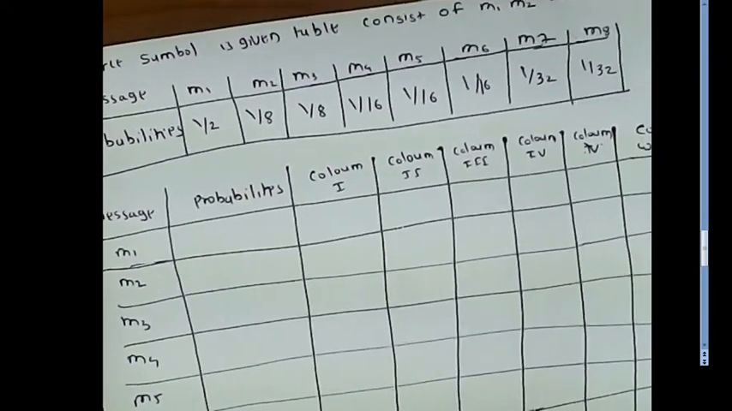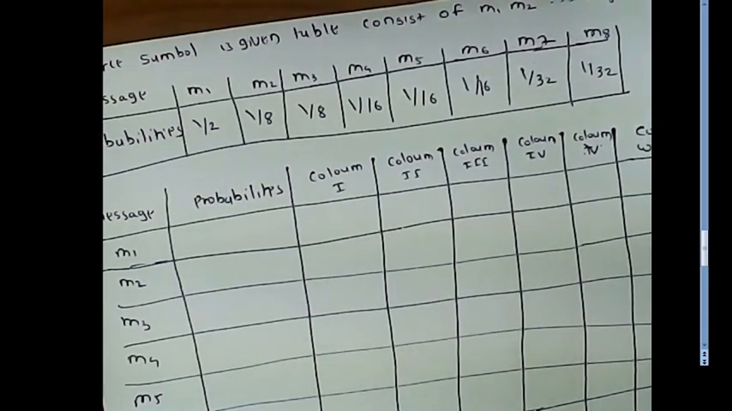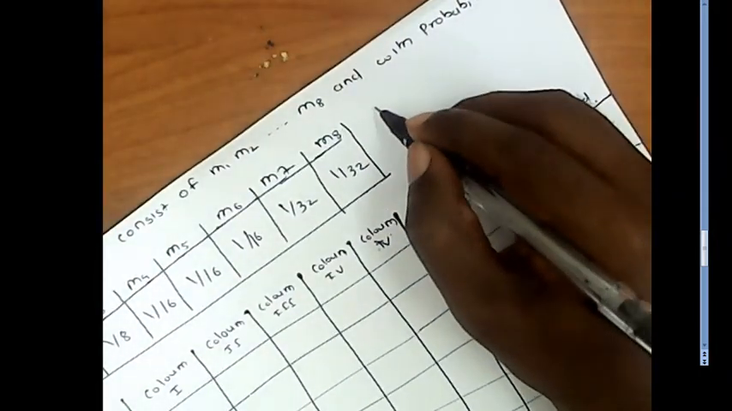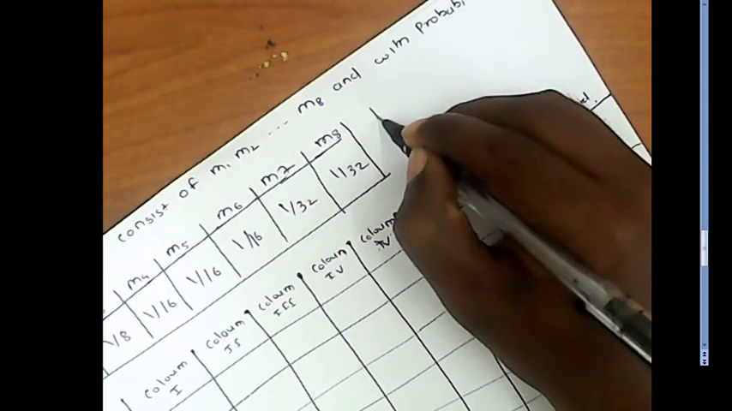In this example, we can find out first the average code word length and second the efficiency of the code by using the Shannon-Fano coding algorithm. So according to the steps, first step, the given messages or source symbols are arranged in order of decreasing probability.